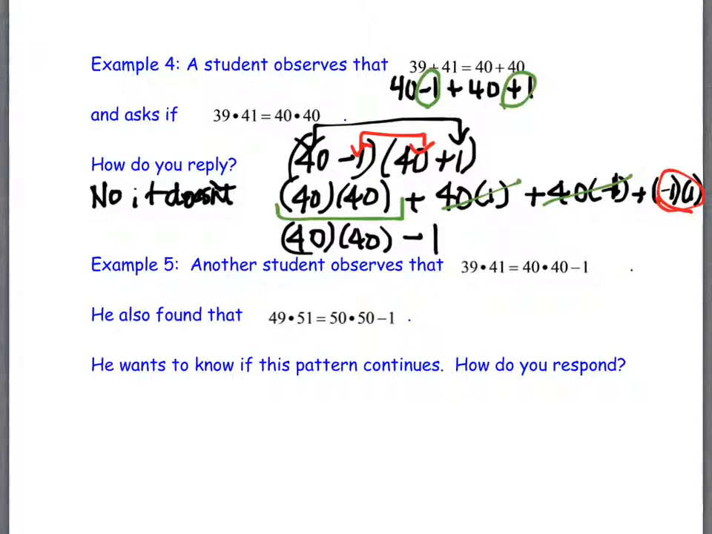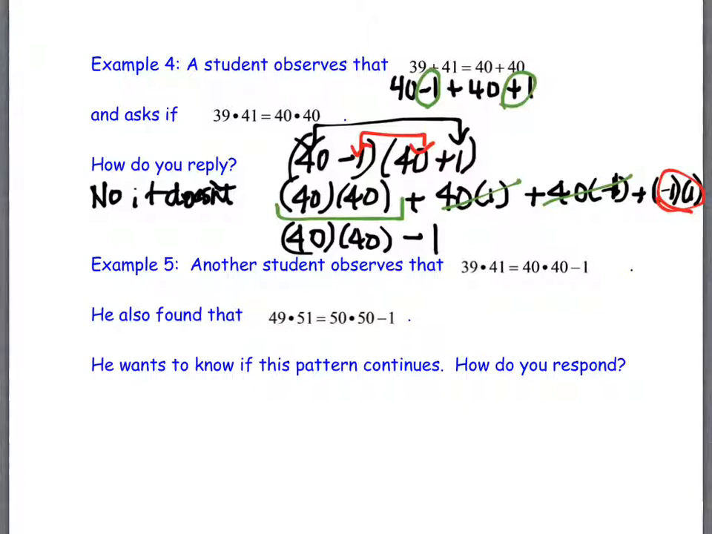Okay? So how would you reply, or what would you reply to the student? Well, you would tell them that it doesn't work, and you would multiply both sides together. Okay, that's what you would do with the student. And if they wanted to keep talking to you about why it doesn't work, you could show them the distribution property. It's not outside of the realm of things that they would be able to work with and understand. Okay?